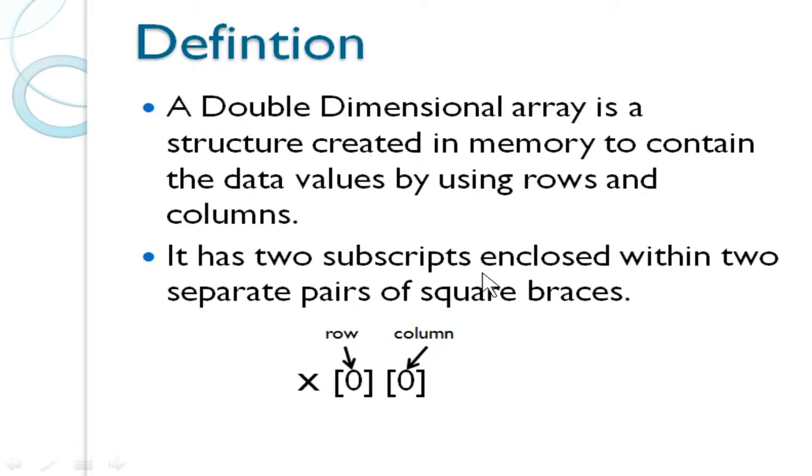As an example of a double dimensional array, it has two subscripts enclosed within two separate pairs of square brackets. So you can see an example. X is an array variable, and then you have the first pair of square brackets which represents the row, and the second pair of square brackets which represents the column. The subscript values usually start from 0, and you can use only positive integer values as subscripts.